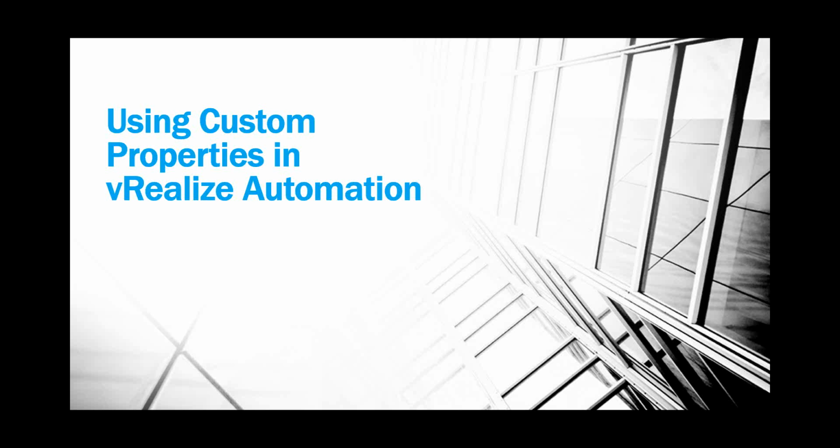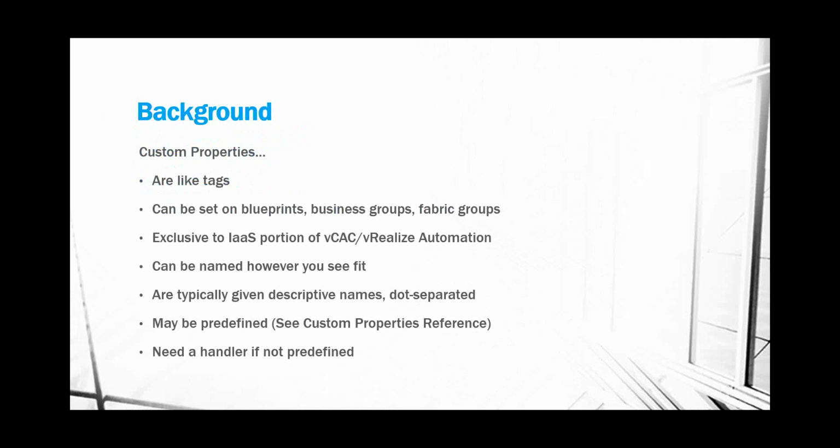Just a quick background on the custom properties in the system. They're typically used like tags. There's a great many that are already predefined by VMware, that the system knows how to handle and knows what to do with. Those are all enumerated in the custom properties reference guide that they provide for VCAC and vRealize Automation. But one of the things that makes them really fantastic is that you can add your own, and you can name them pretty much however you see fit.